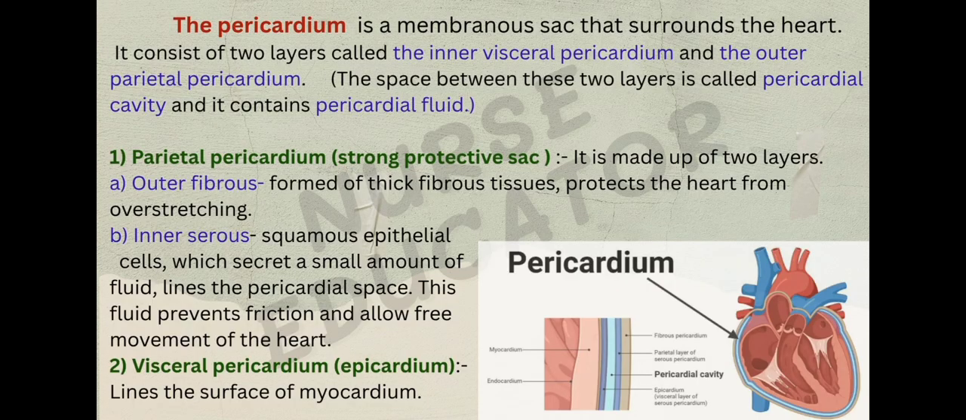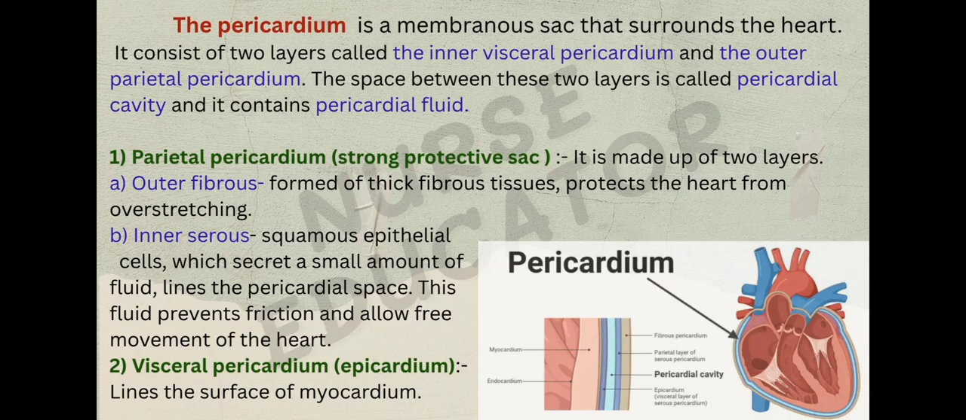Then we will see the two layers, starting with the parietal pericardium. The parietal pericardium is the protective sac. It is made up of two layers: the outer fibrous and the inner serous. The outer fibrous layer is formed by thick fibrous tissues. It protects the heart from overstretching during contraction and relaxation.